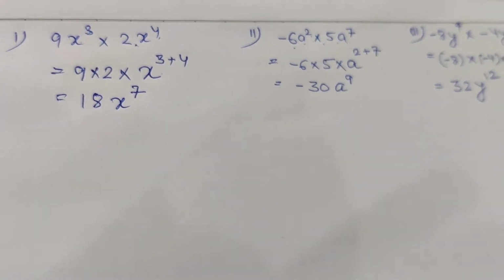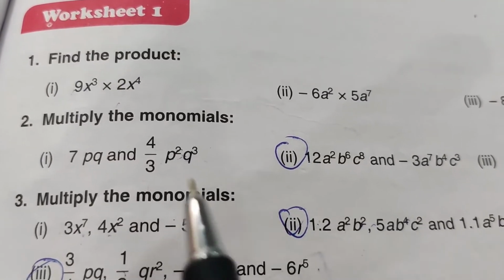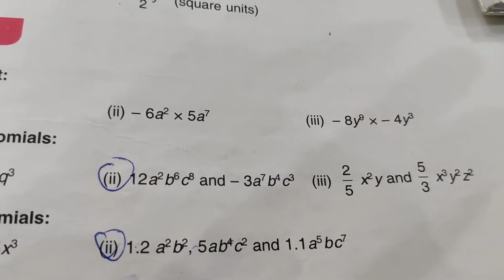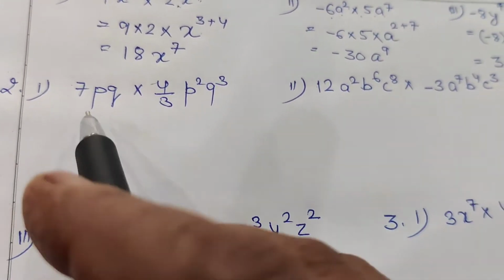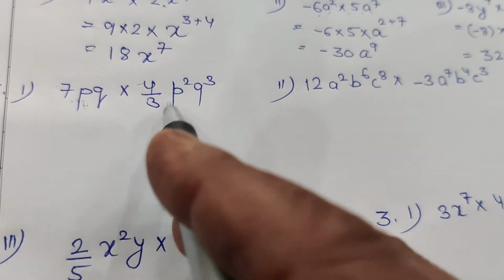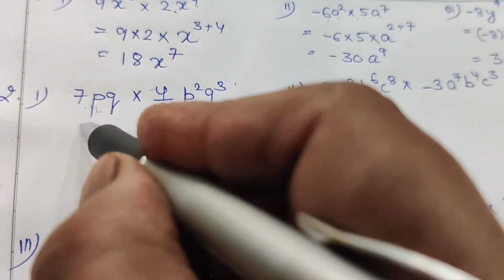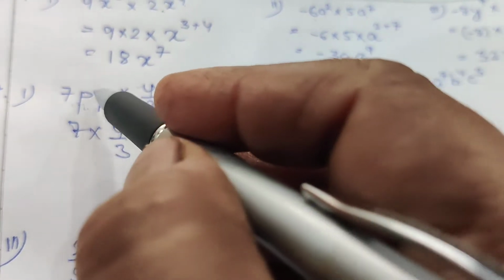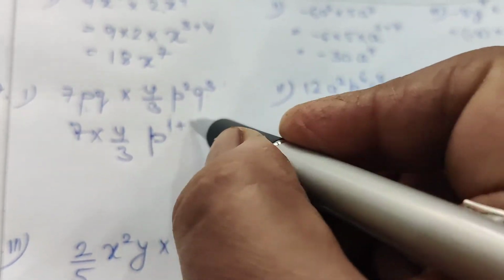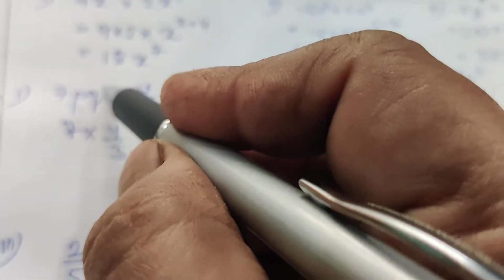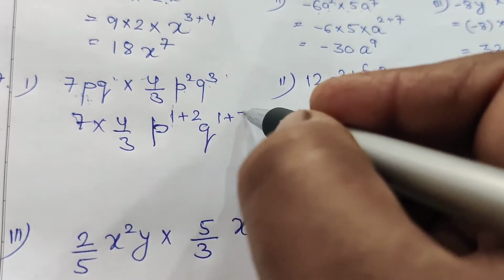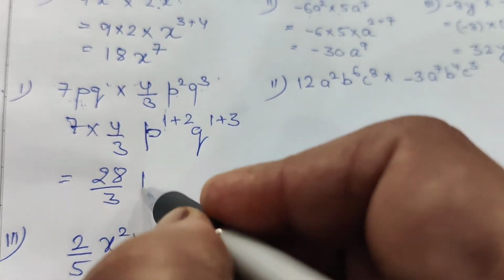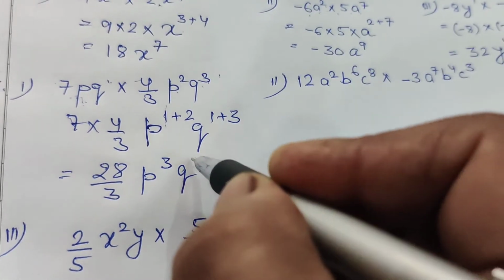Now question number 2. Same question, multiply the monomials 1, 2 and 3. Question number 2: find the product of 7pq into 4 by 3 p square q cube. Now first multiply 7 into 4 by 3 and add the powers of p, 1 plus 2, and q power 1 plus 3. The answer is 7 4s are 28 by 3, p raised to power 3, q raised to power 4.